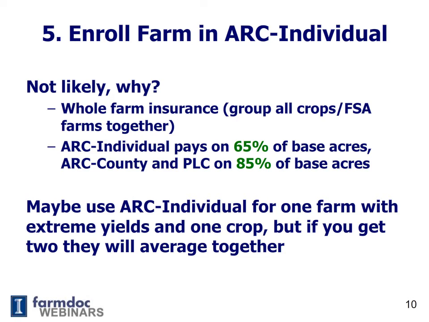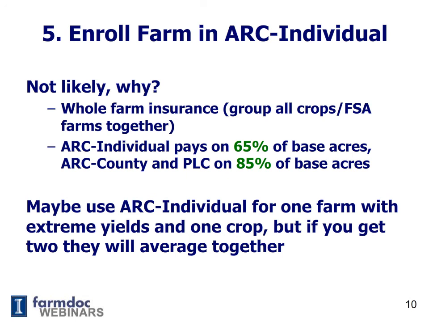It's not likely that many farmers will choose to enroll in ARC Individual because of two drags. First, the whole farm nature of it causes it to be much harder to trigger a payment, because when you average two crops together, the low years of one tend to offset the low years of the other. They're not perfectly correlated. And ARC Individual pays on 65% of the base acres rather than on 85%.